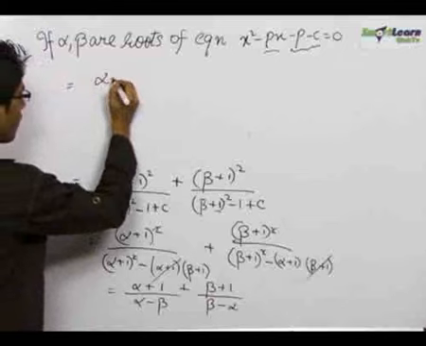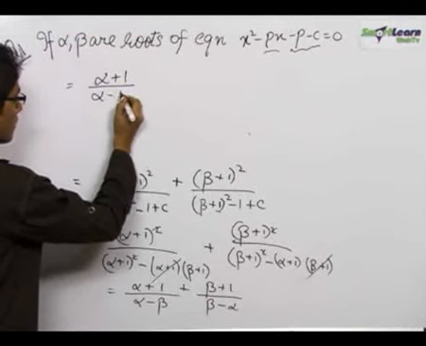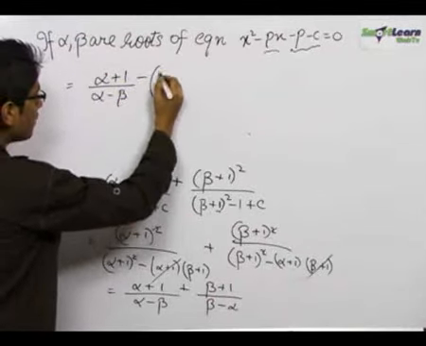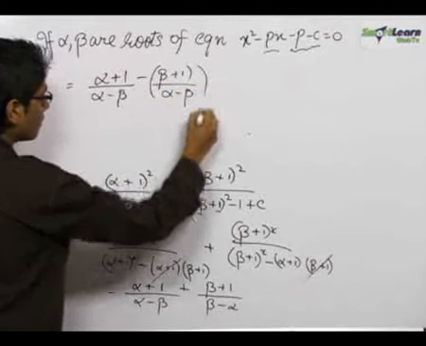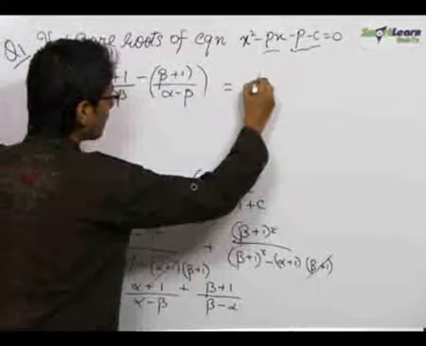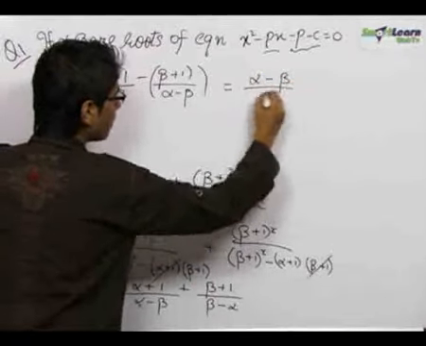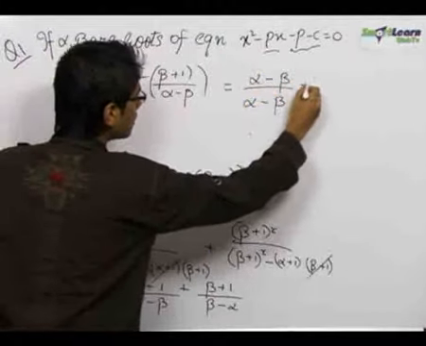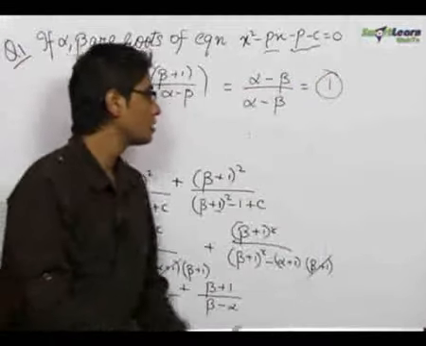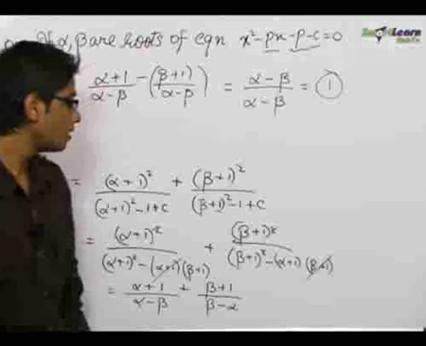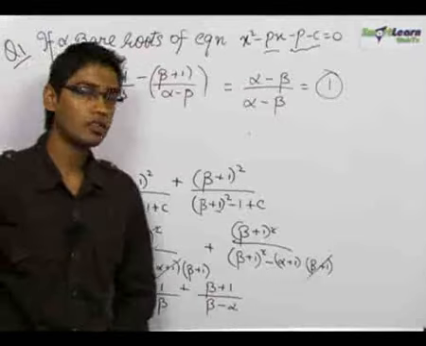Now this becomes (alpha plus 1) upon alpha minus beta minus (beta plus 1) upon alpha minus beta, which becomes alpha minus beta upon alpha minus beta, that is equal to 1, which we needed to prove. So this is our final answer for the second part, and the first part was the proof which we proved earlier.